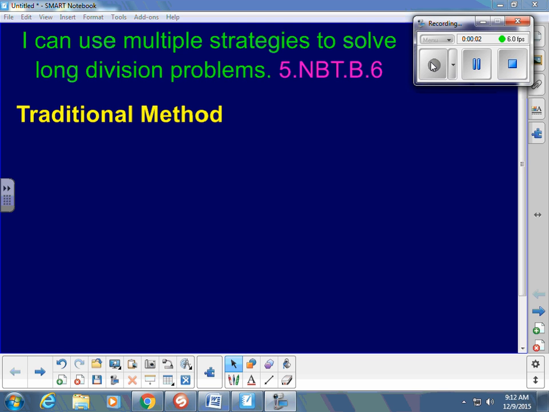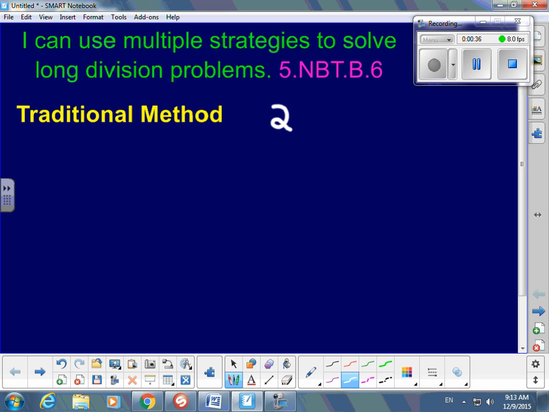All right, so today we are going to learn how to use the traditional method and the partial quotients method for long division, and not just one digit long division, which we've already completed, but two digit divisor long division. So in your journals, you already have set up your learning goal, and we are going to start with the traditional method.